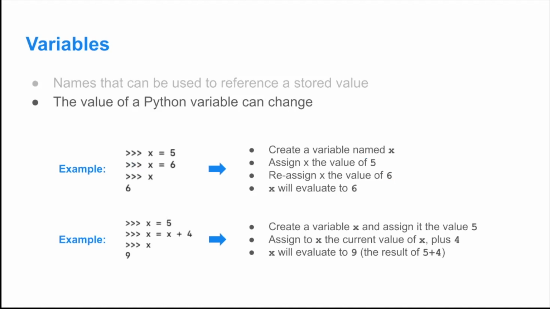The value of a Python variable can change. This may not necessarily be true for other languages, but in Python it does change. So for instance, if you create a variable named x and assign it the value of 5, you can then reassign x the value of 6, and x will evaluate to 6. Alternatively, you can also create a variable x assigned to the value 5 again, and then you can assign to x the current value of x plus 4, and x will actually evaluate to 9, which is the result of 5 plus 4.